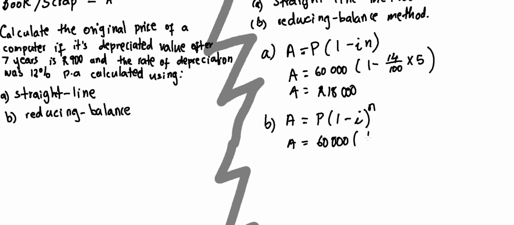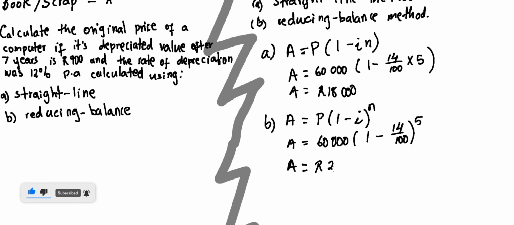1 minus the percentage, which is 14. You're going to say 14 divided by 100 to the power of 5, because that's the period. You're going to simply punch your calculator. What you should be getting is 28,225 rands and 62 cents.